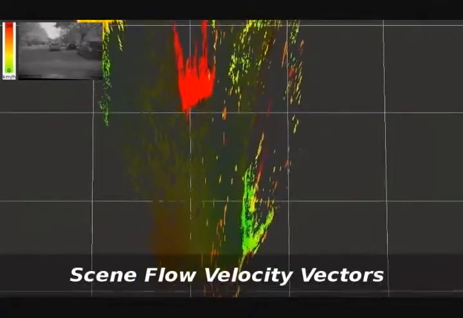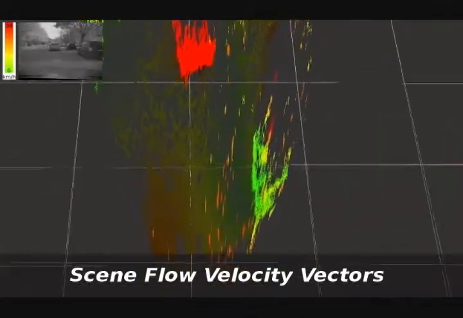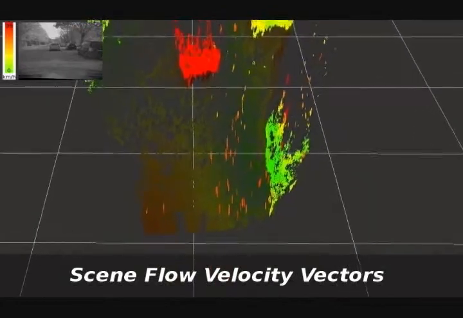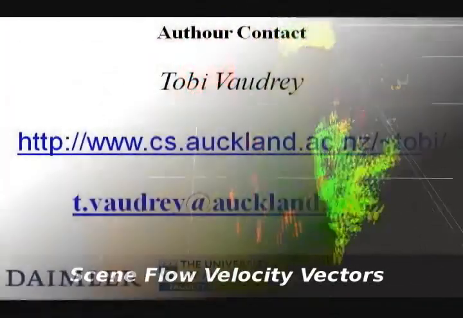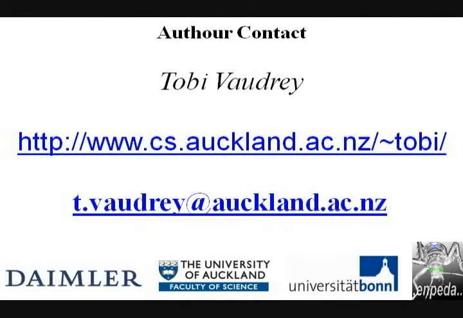Our scene flow algorithm employs a GPU implementation and uses an FPGA to provide stereo correspondences. This yields running times of 10 frames per second.